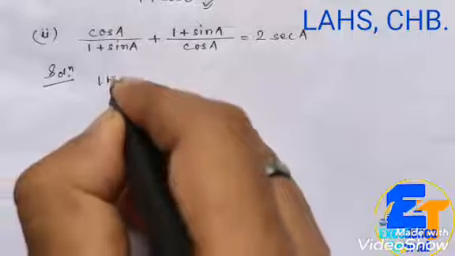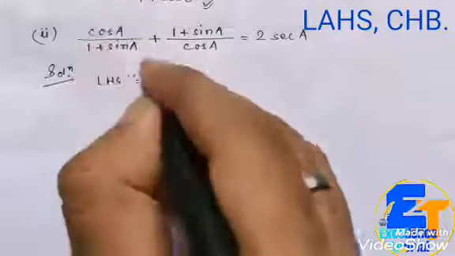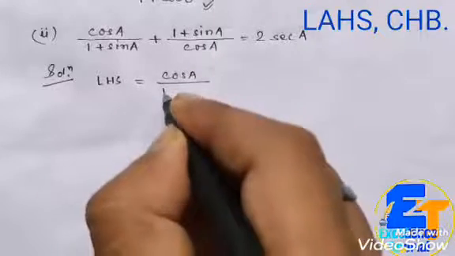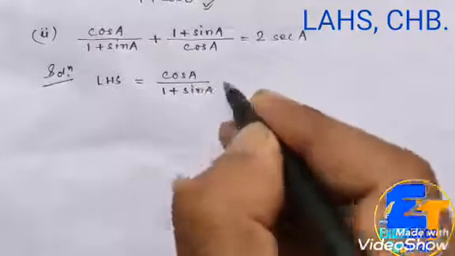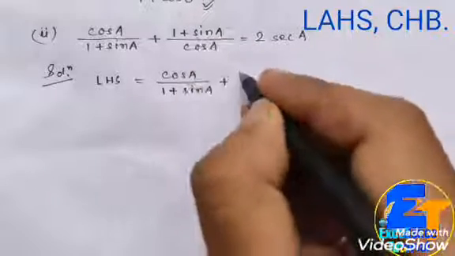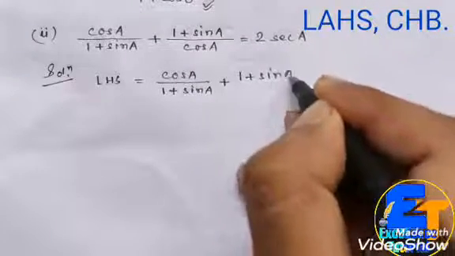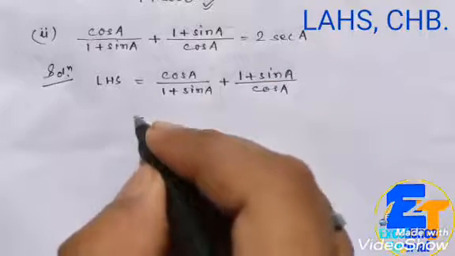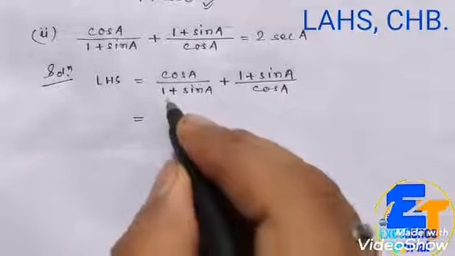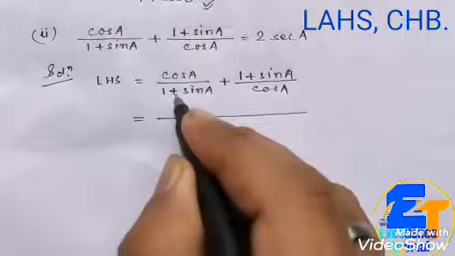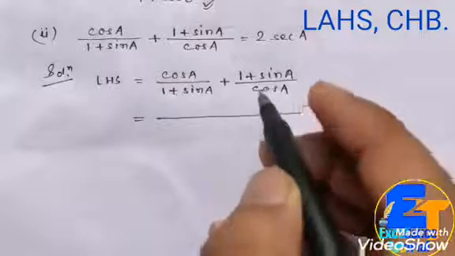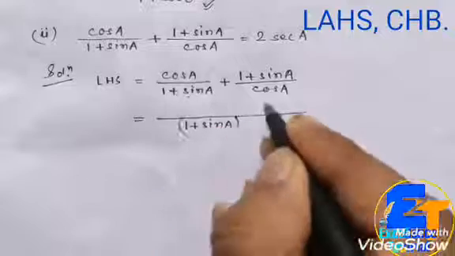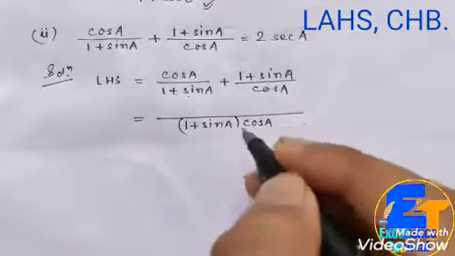Our left hand side is this: cos A by 1 plus sin A plus, at numerator place, 1 plus sin A by cos A. So see, here we are going to take the LCM directly. That is, what will be the LCM of 1 plus sin A and cos A? Both the terms we are going to write in product form. That is 1 plus sin A into cos A. Now see, this is our LCM.